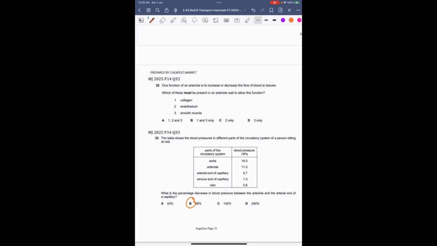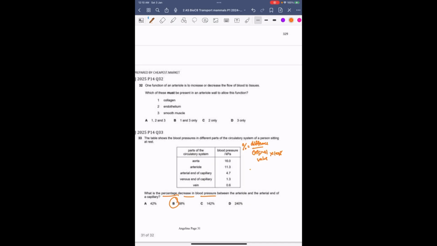Answer is B, because you want to calculate the percentage decrease in the blood pressure. So here is a formula. The percentage decrease is the difference in the value over the original value, times 100%.